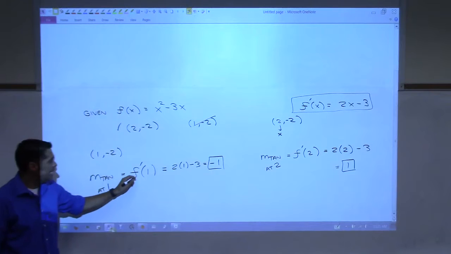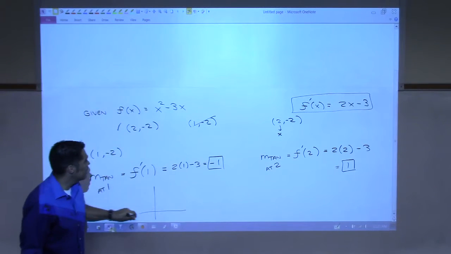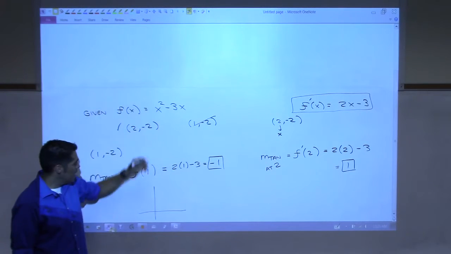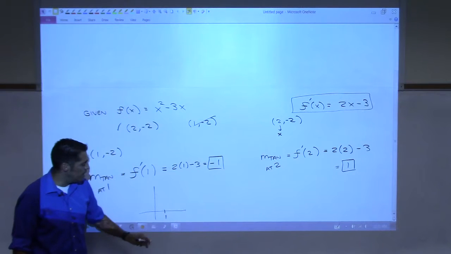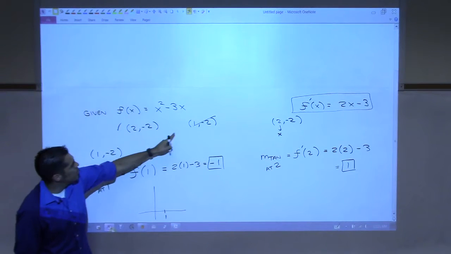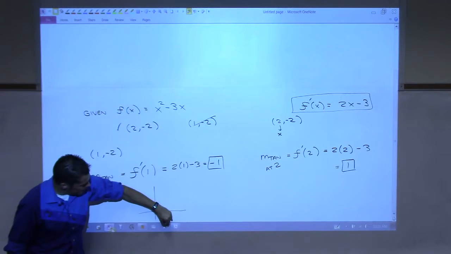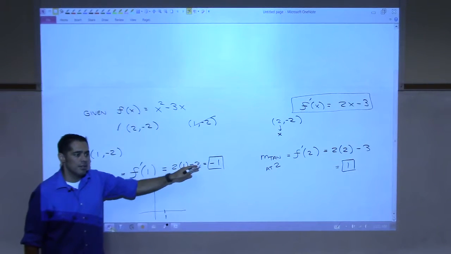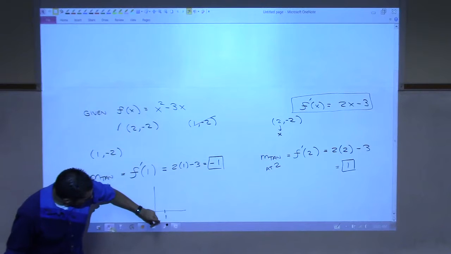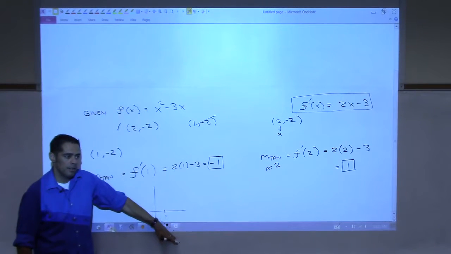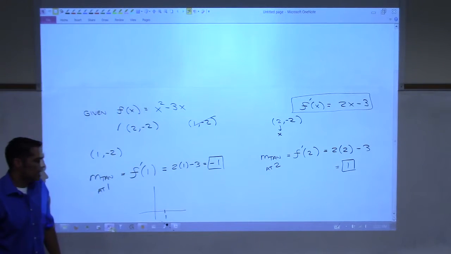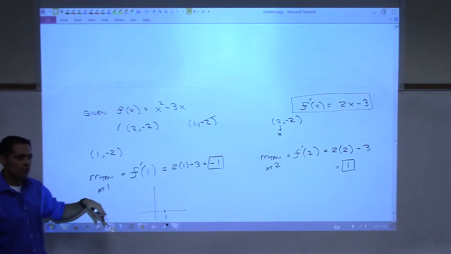Yes, so this means to us that if I were to graph the original function and go to the x value of 1, we know the point is negative 2, right? So I know I'd be down here. I know that the slope of the tangent line there is negative 1. So I know the slope, negative 1's like this, right? I'd have to draw the curve to convince you.